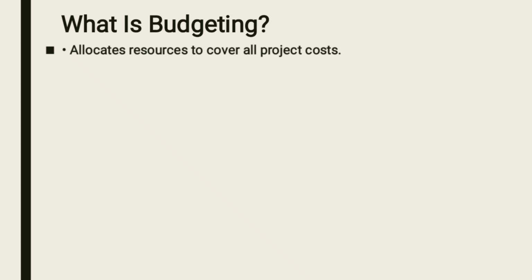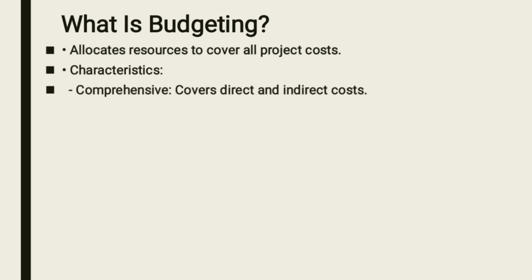If we're talking about budgeting, this is where you allocate resources to cover all your project costs. A characteristic of budgeting, number one, is that it is supposed to cover all the direct costs and the indirect costs. If you are building a house, direct costs might be buying cement and timbers. Indirect costs may be things like buying papers which are going to be used in your office, or buying an internet bundle which is going to be used in the office.